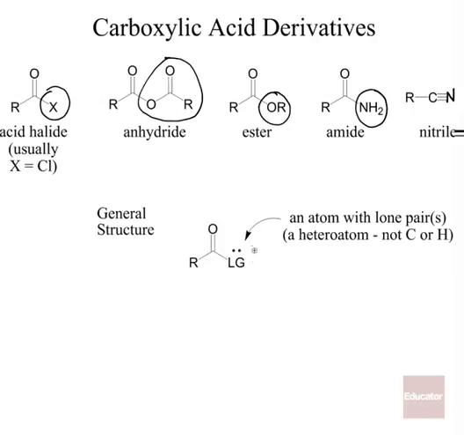What most of these have in common, as I said, is having a leaving group attached here, and it's some group that has a lone pair of electrons. That's how we can identify something as a carboxylic acid derivative. And we describe it as a heteroatom, something that's not carbon or hydrogen. So a halogen, oxygen, nitrogen, and so on.